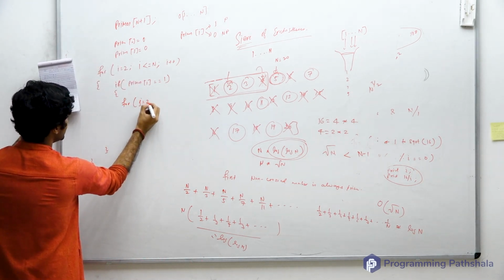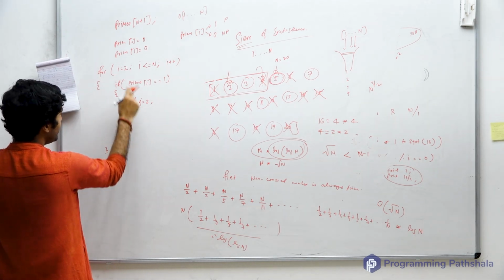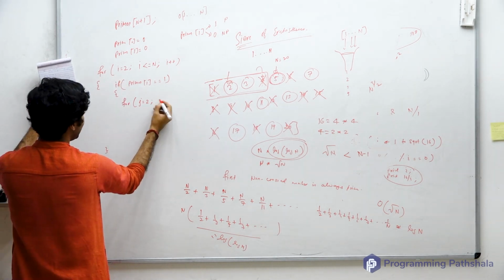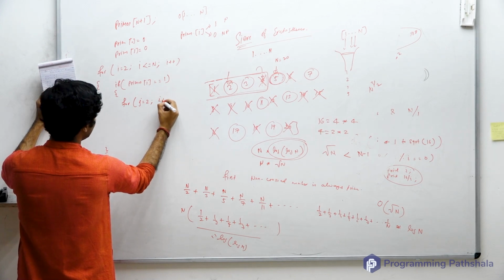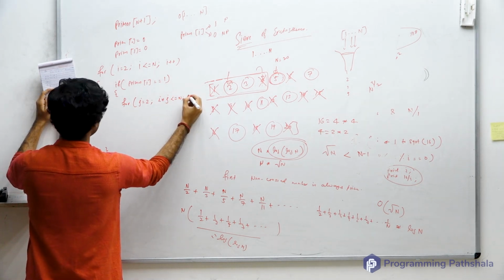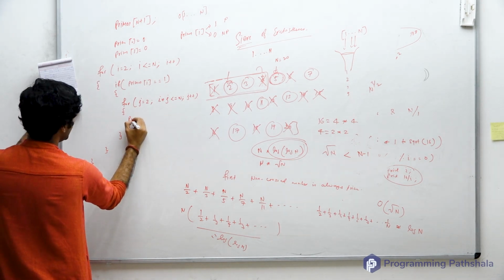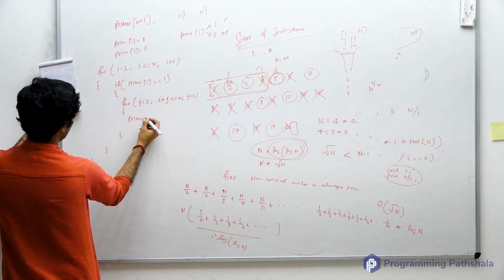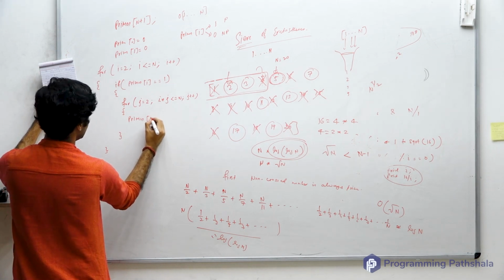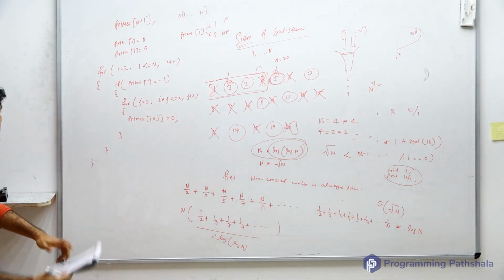So for j equals 2, this j denotes the jth multiple of i. I'll go on till i into j is smaller than or equal to n, and I'll keep doing j plus plus. And what I'll do is primes of i into j equals 0. So this is the cutting part.